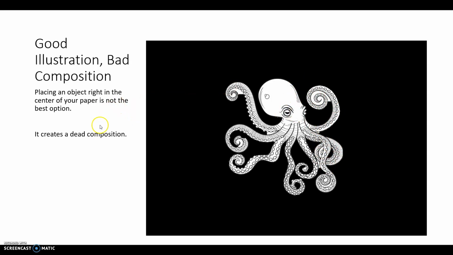It's a good illustration. But if the black space is our scratch board, this is a bad composition. It doesn't matter how good the octopus is, the art will not be successful because the composition is boring. You never want to put an object right in the middle of your paper. It creates a dead composition. It's not very useful.